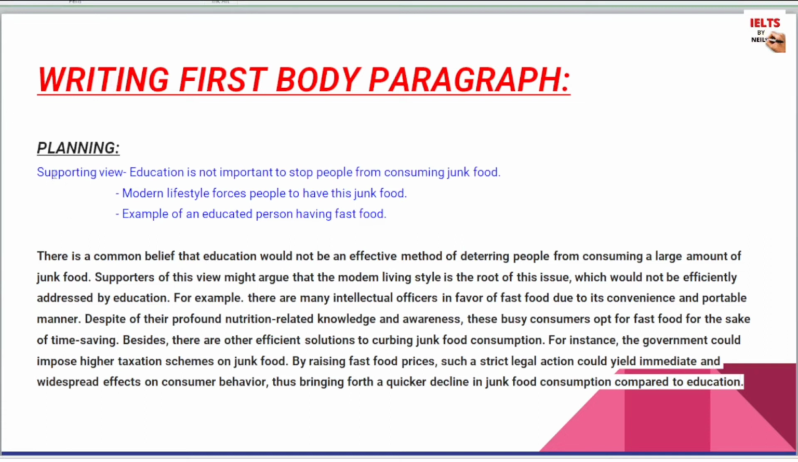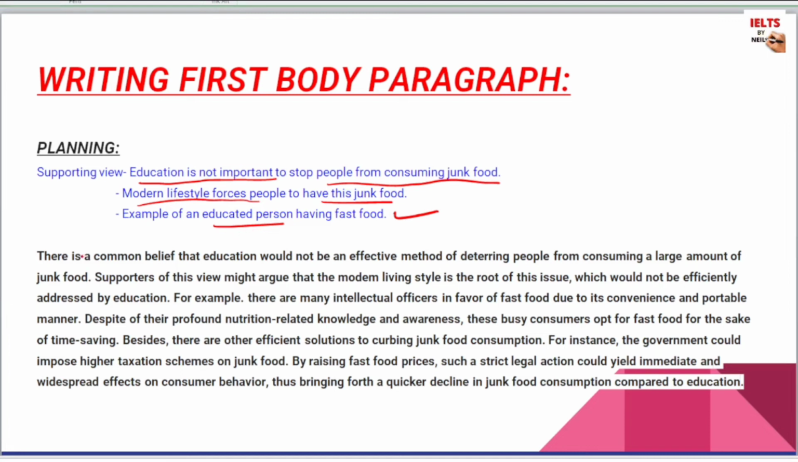So of course, what is the supporting view? We have to see the supporting view in this first body paragraph is that education is not important to stop people from consuming junk food. So this is the point that we are supporting here. So let's see what's the first point that we're gonna make. So why is education not important? You can say because modern lifestyle forces people to have junk food. This could be one of the points, and we can provide an example to prove this, like an example of an educated person, so that we can prove that education is not important to stop having junk food.